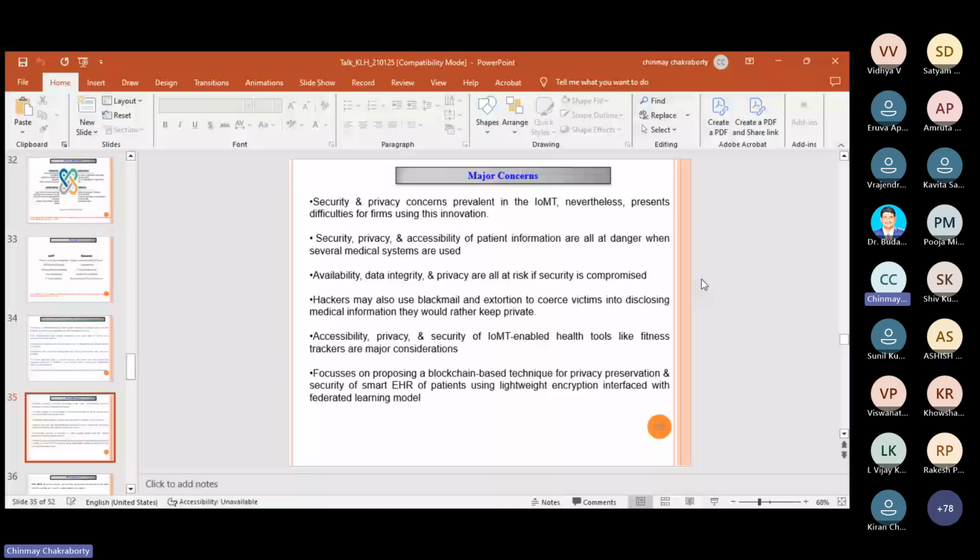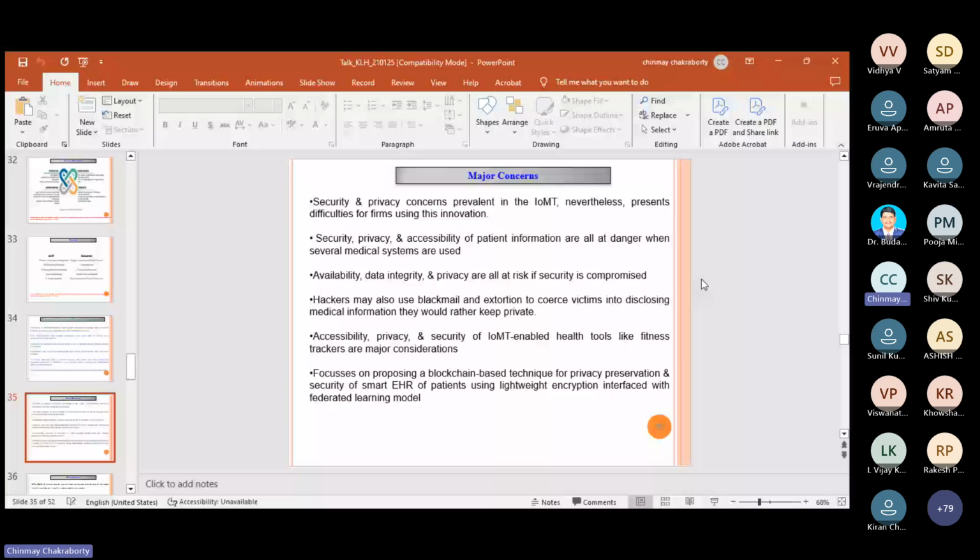Because of that, we have used lightweight encryption interface systems with the federated learning model, a collaborative learning model, that is OEKD. So that's why in each and every work you need to consider what the challenges are involved during the communication and during the preservation of the data, the preservation of the medical data. Right.